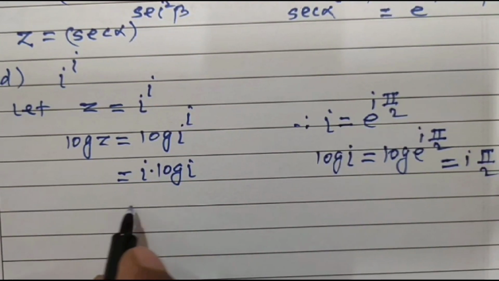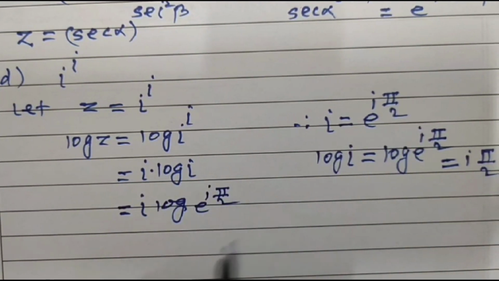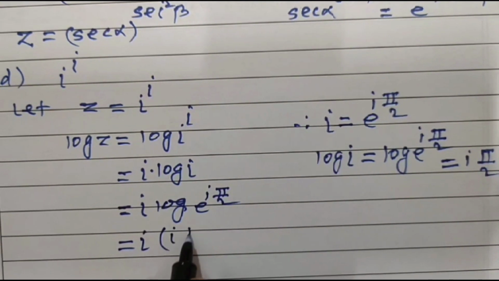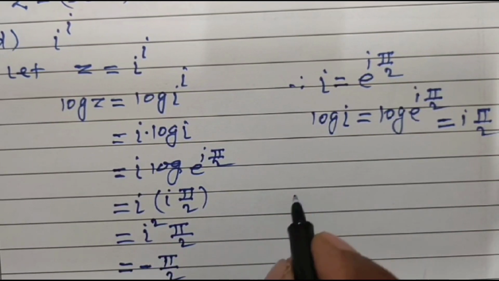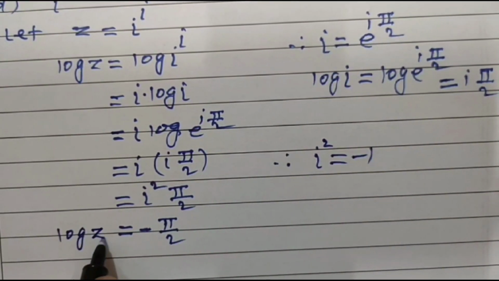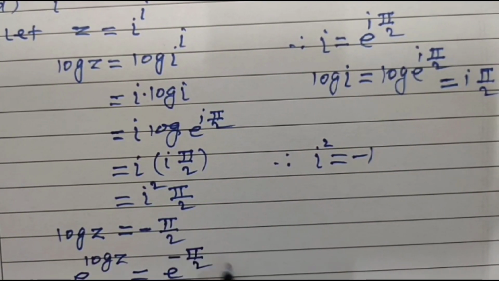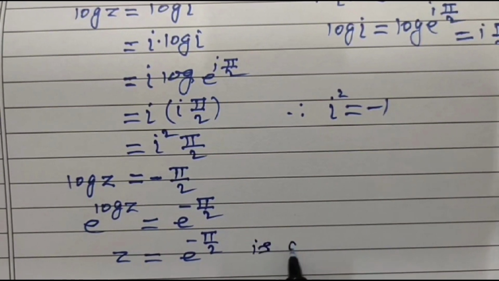Hence i into log i can be written as i as it is, log i is i pi by 2, and this is equal to i into i pi by 2. But i into i is i square, so i square pi by 2. Since i square is equal to minus 1, we can write log z is equal to minus pi by 2. Taking exponential on both sides, e to the power log z is equal to e to the power minus pi by 2. Hence z is equal to e to the power minus pi by 2, which is a purely real number.